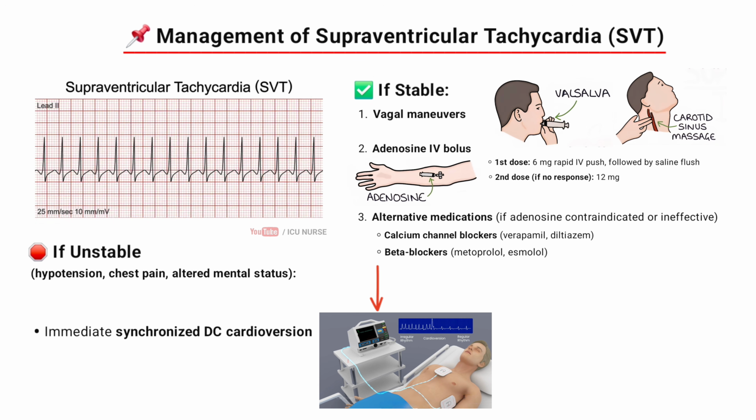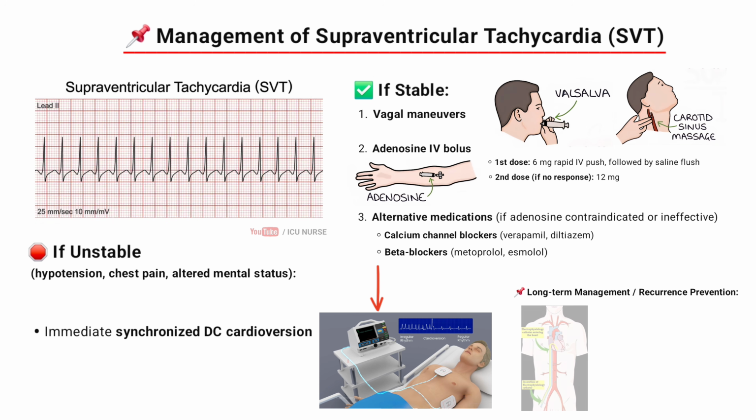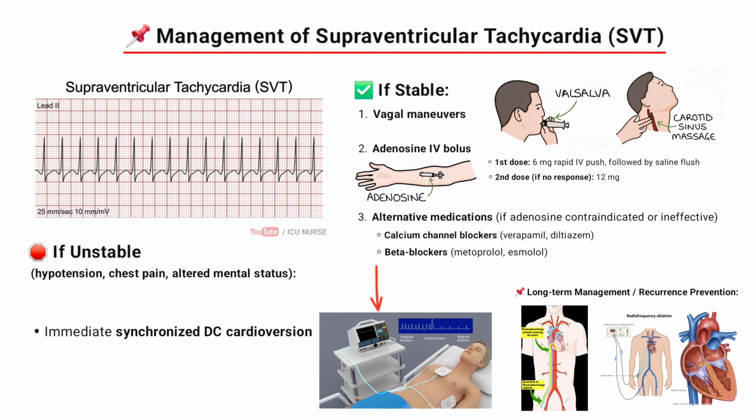Consider synchronized cardioversion if the condition of SVT persists or is deteriorating. For long-term management and to prevent recurrence, electrophysiology study, radiofrequency catheter ablation, and maintenance drugs should be given if ablation is not possible.